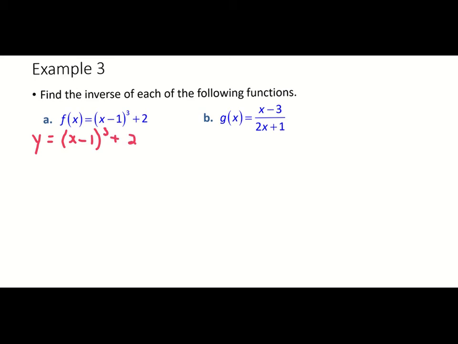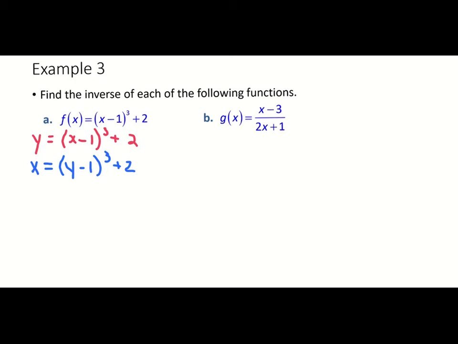Step 2 says switch your x and your y values. So step 2 is going to be x equals, and then in parentheses we'll have (y minus 1) cubed plus 2.